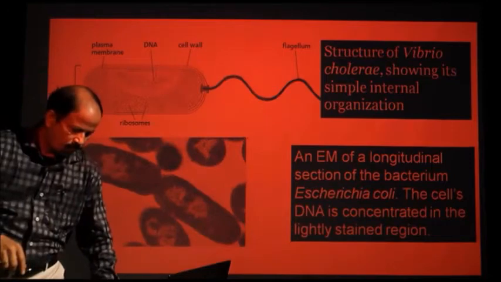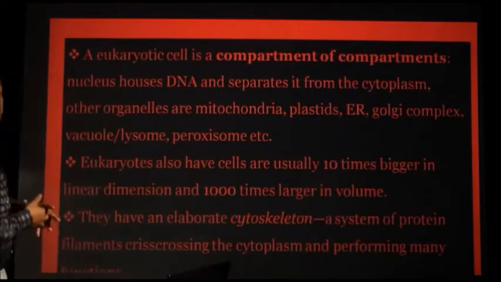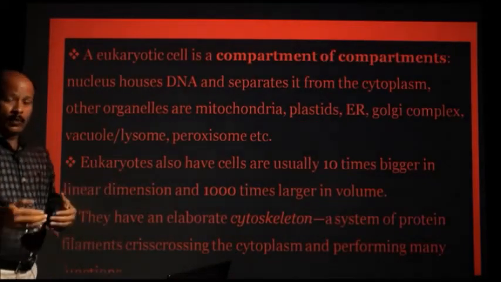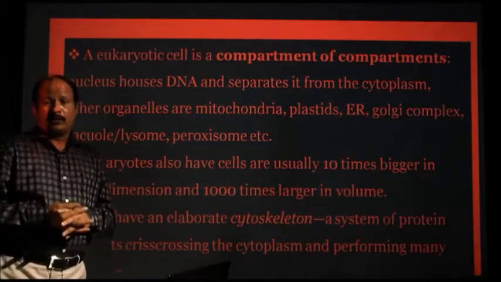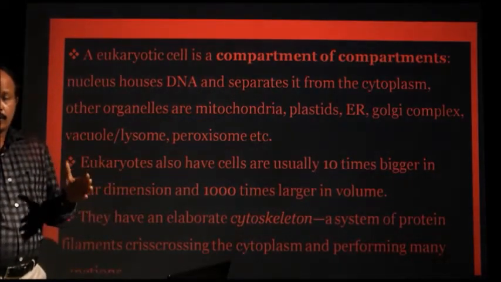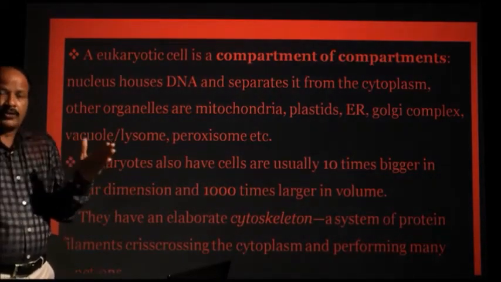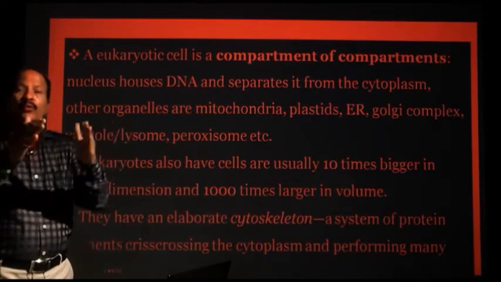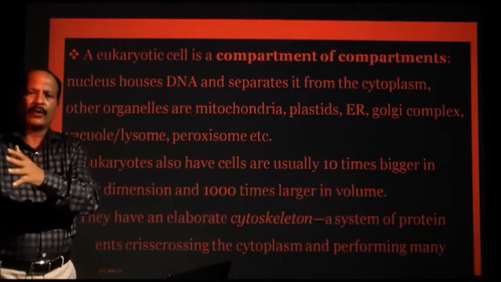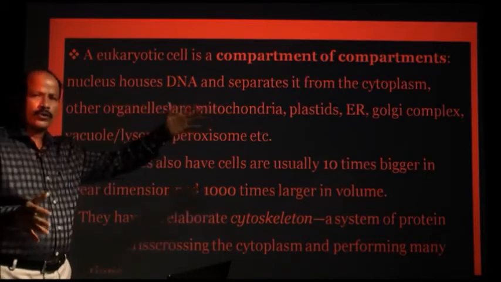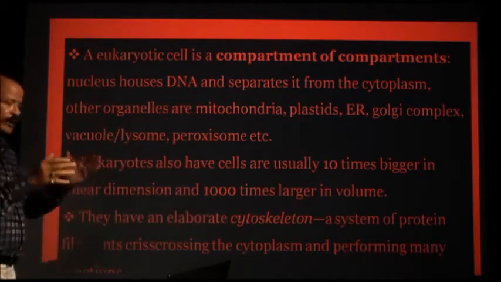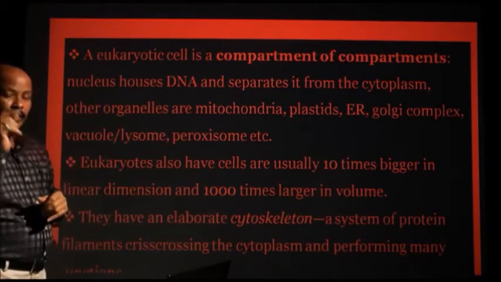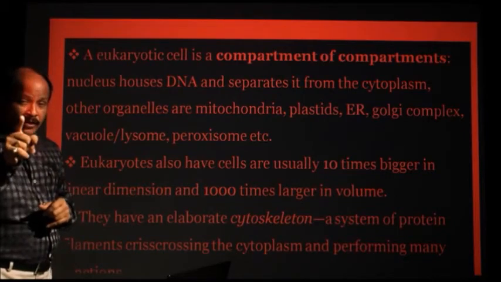Now, in contrast to prokaryotic cells, eukaryotic cells look different under the microscope. One has a definite nucleus and the prokaryote doesn't. And eukaryotes have a nucleus in addition to other defining organelles.